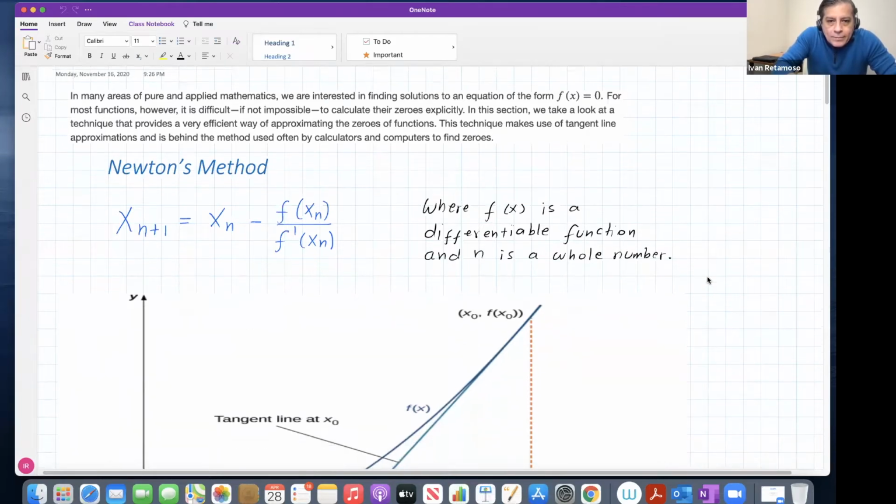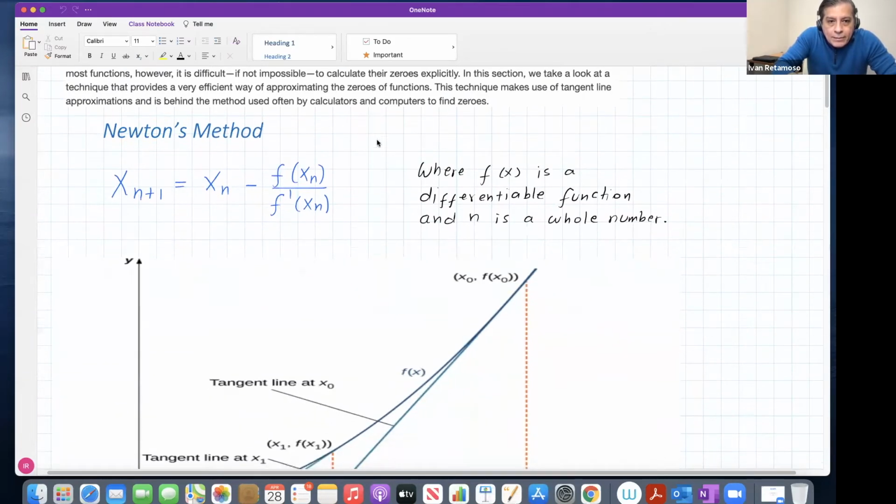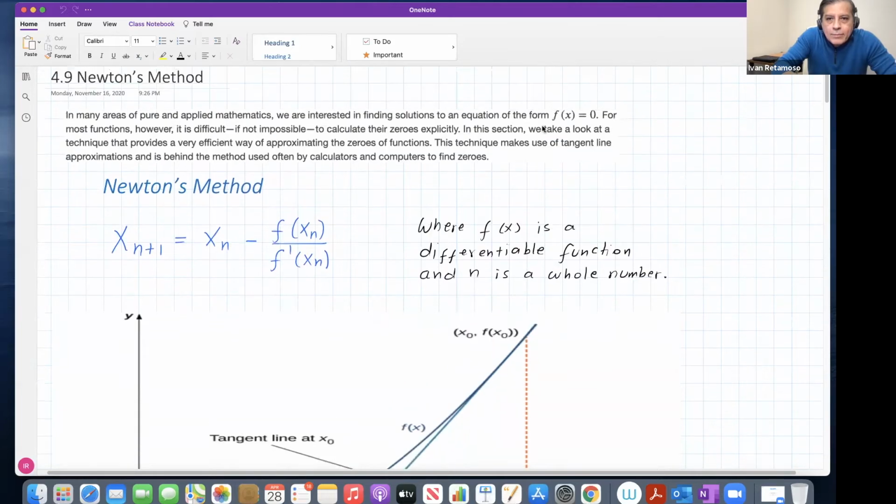Okay, so as I was saying, Newton figured out that by applying this algorithm repeatedly, we can get good approximations to the zeros of this type of functions, f of x equals 0, as long as you can take derivatives. Now, what's the idea behind this formula? How did he figure this out?